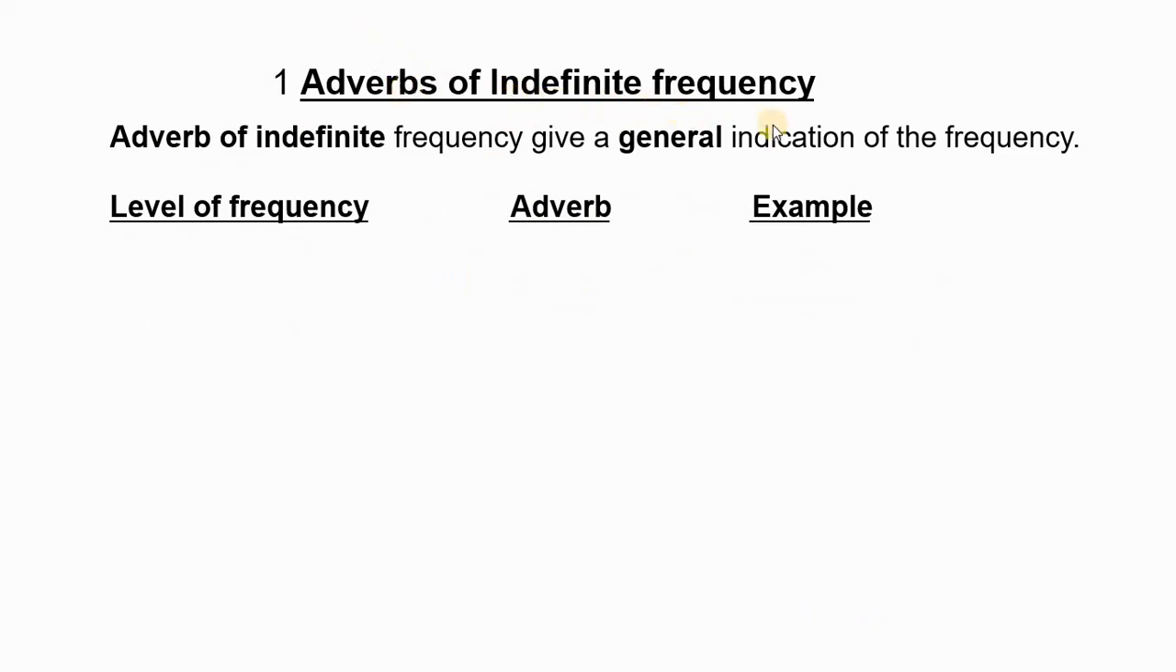So, adverbs of indefinite frequency, the definition: adverbs of indefinite frequency give a general indication of the frequency. So, it's not an exact indication. It's not a perfect indication of frequency. Let's look at some examples. If the level of frequency is maximum, 100% of the time, then we say always.